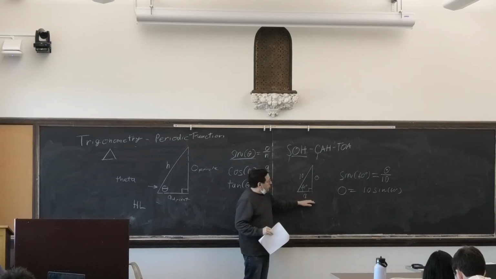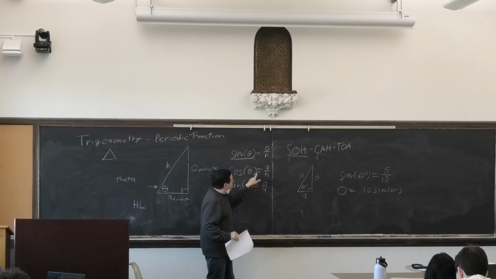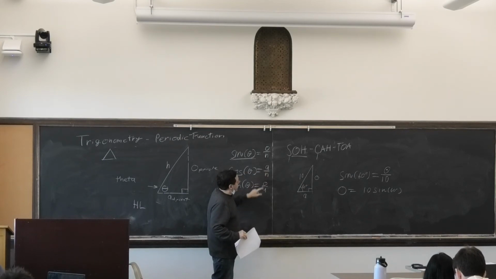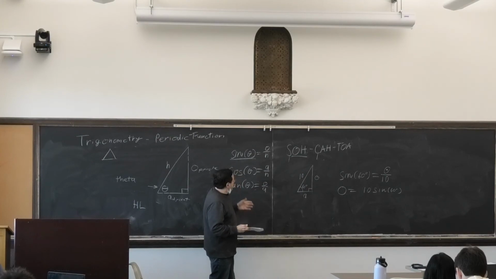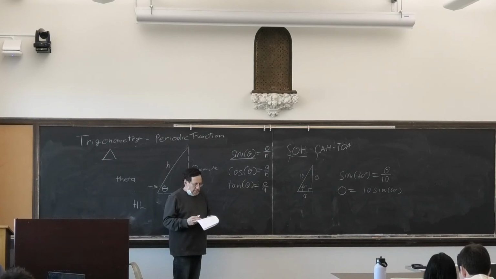If I want to find the adjacent, I'm going to do something similar, only I'm going to use the cosine because it involves the adjacent and the hypotenuse. This is a nice system for solving right triangles.